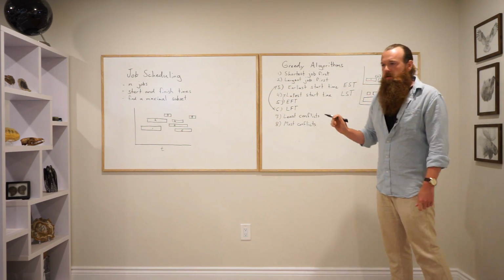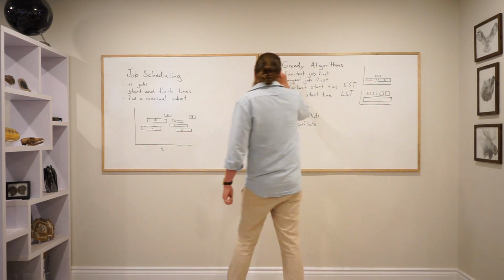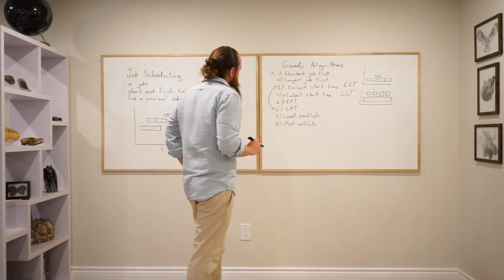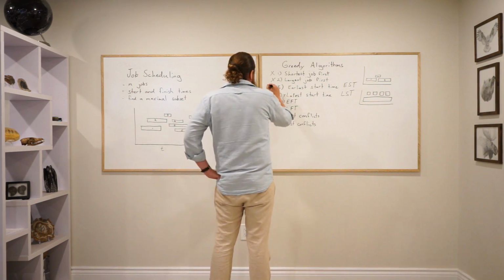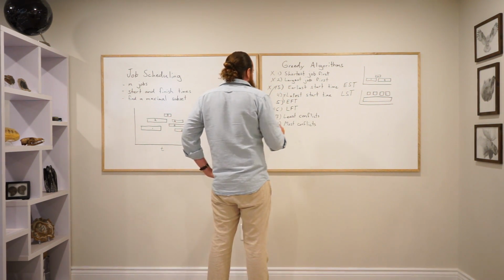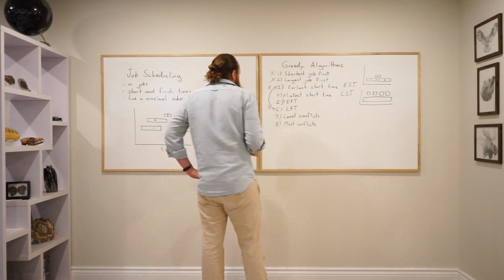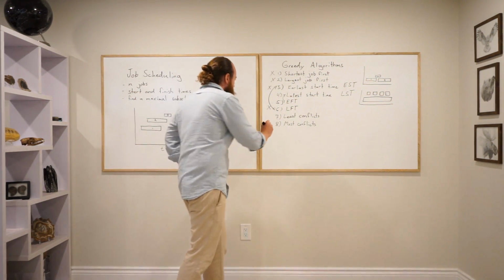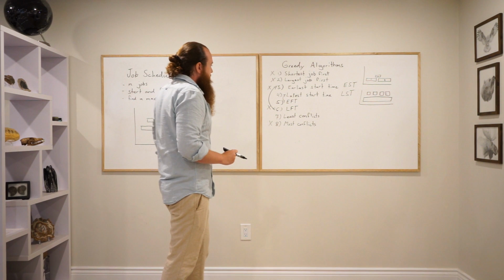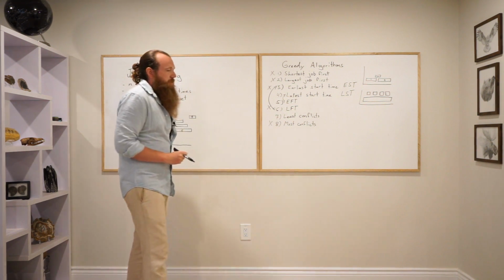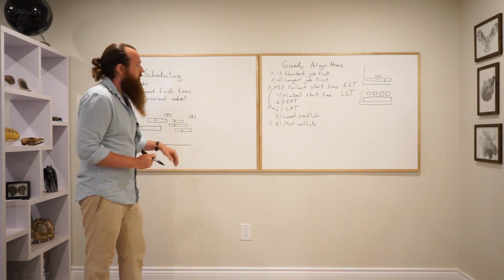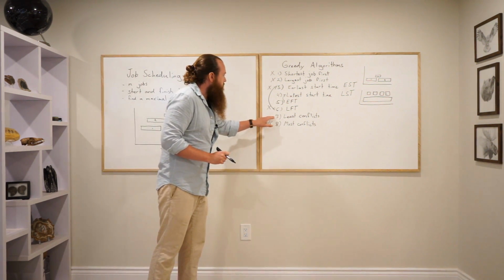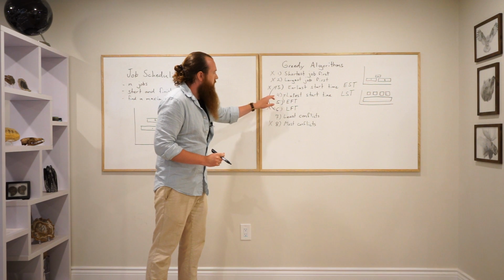So what do we know so far? Well, shortest job first is suboptimal. So is largest job first. So is earliest start time, and therefore so is latest finish time. Most conflicts is also suboptimal. Well, that leaves 3 potential candidates here: least conflicts, earliest finish time, and latest start time.